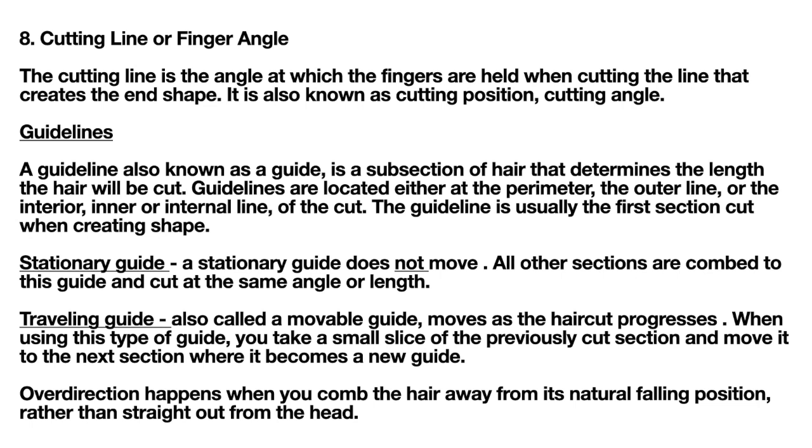Stationary guide. A stationary guide does not move. All other sections are combed to this guide and cut at the same angle or length. Traveling guide, also known as a movable guide, moves as the haircut progresses. When using this type of guide, you take a small slice of the previously cut section and move it to the next section where it becomes a new guide. Over direction happens when you comb the hair away from its natural falling position, rather than straight out from the head.